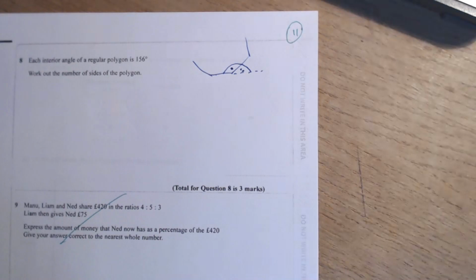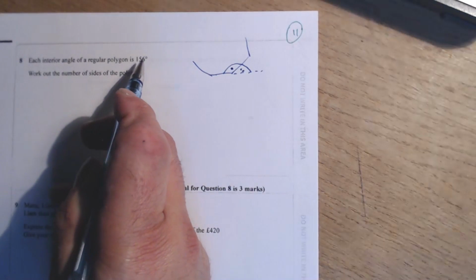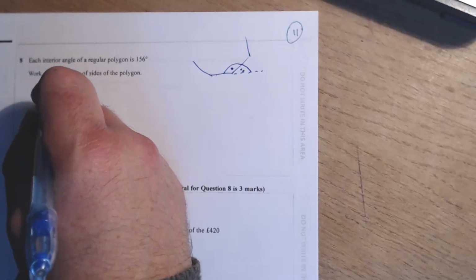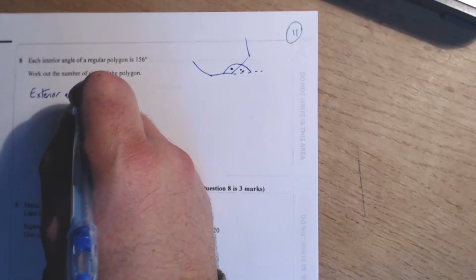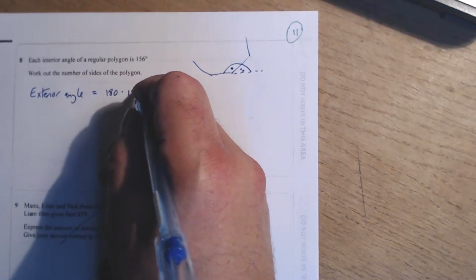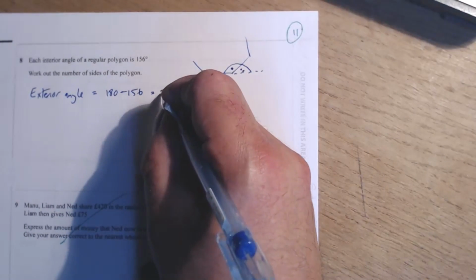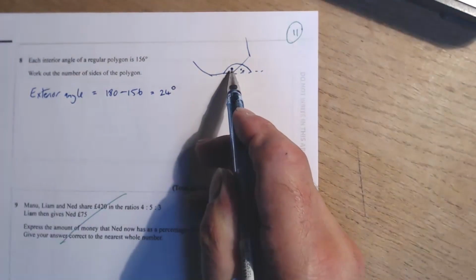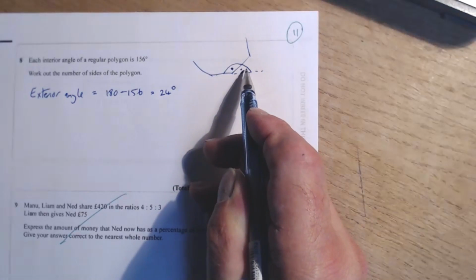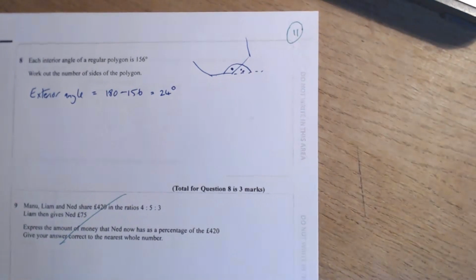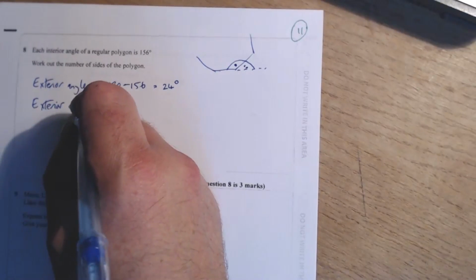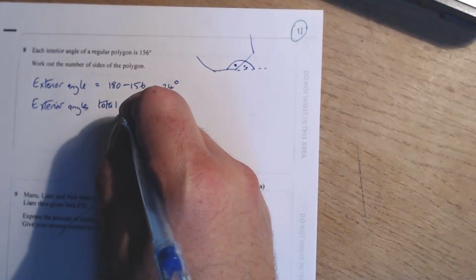So for this question here, because the interior angle is 156, our first line of working, we can say the exterior angle equals 180 take away 156, which is 24 degrees. Now, the second rule, so first rule, an interior plus exterior add up to 180. Our second rule is that the exterior angles total 360 degrees.